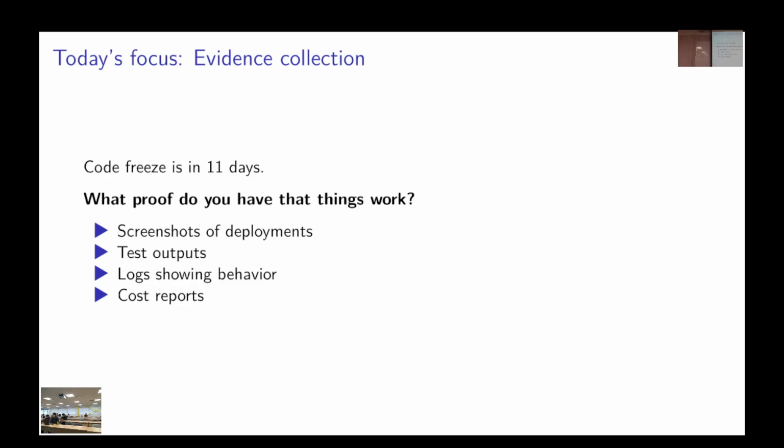So, evidence. What proof do you have that things work? Screenshots of deployments, do you have them? Test outputs, logs showing behavior, cost reports. All of those things help build that story. But let's say you haven't got to a point where you have any of this stuff. You're going to be sitting here going, oh shit, what am I going to do? You're in panic mode. The answer is, tell me what you have. Tell me what you don't have and explain the gap. Because at a minimum, that means you're doing the reflection that I'm asking you about already.